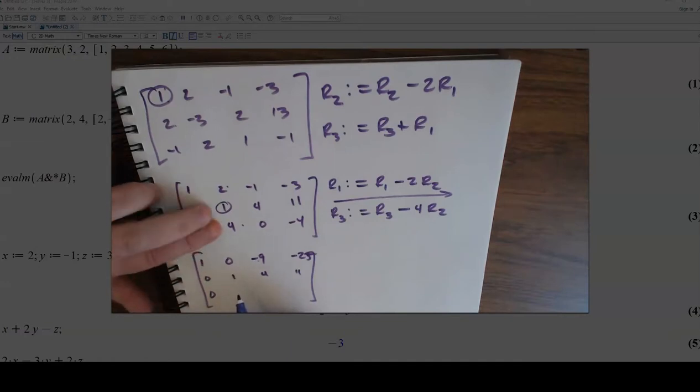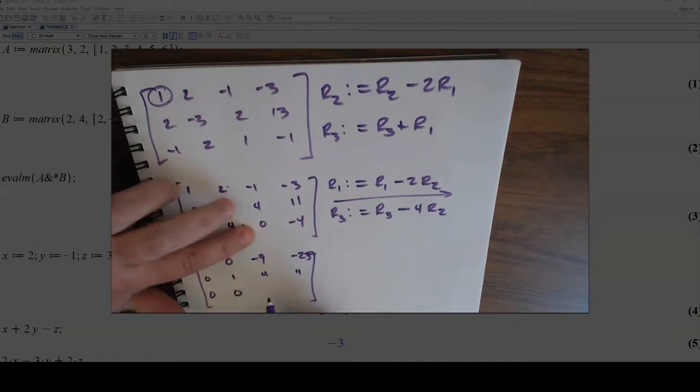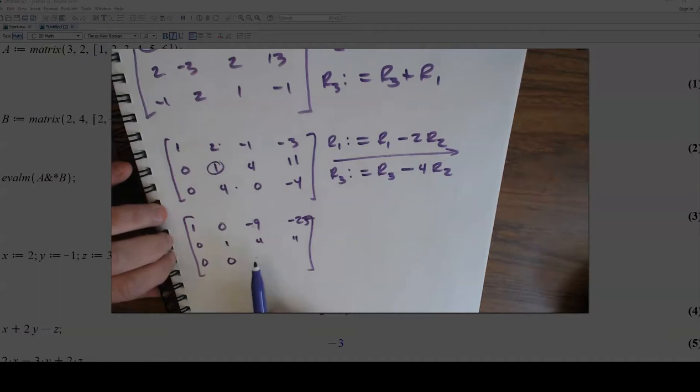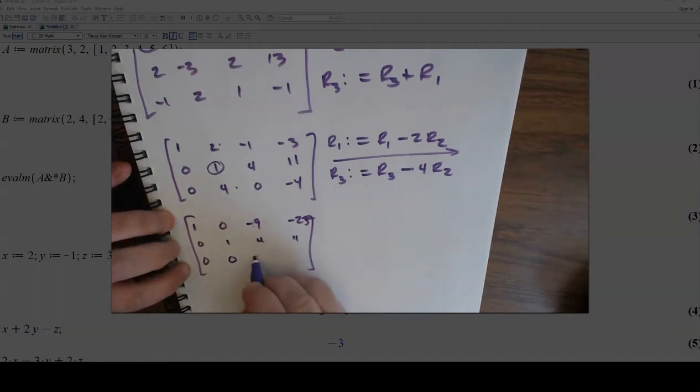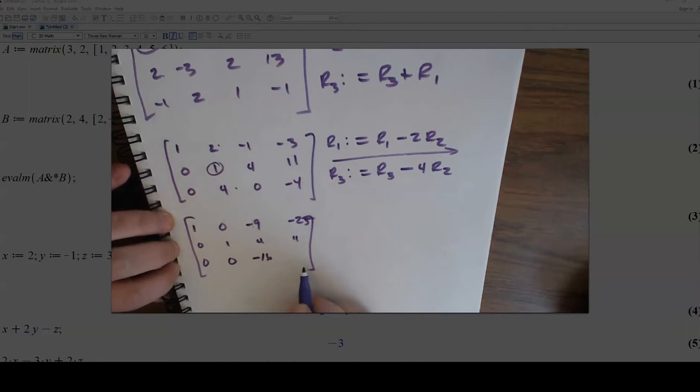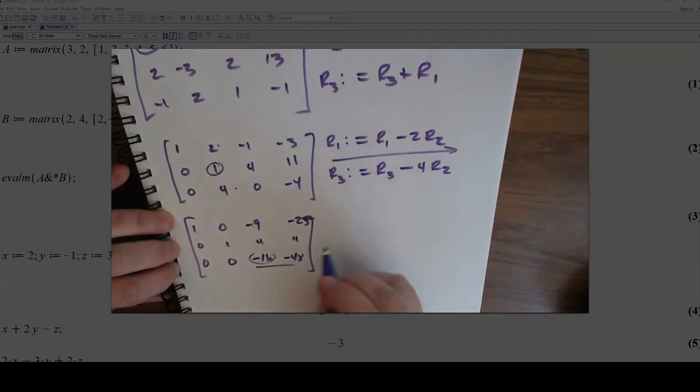And the last row, I have 1. It's 4 minus 4 is 0. 0 minus 4 times 4 is negative 16. And negative 4 minus 44 gives me a negative 48. Now, I need a 1 here. I'm going to go ahead and divide by negative 16 just to make my life a little bit easier.